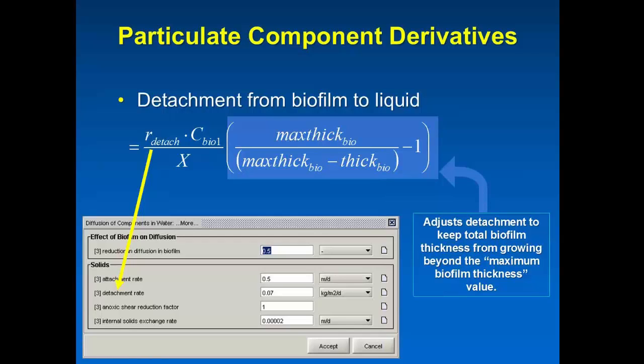So what we're actually seeing here is basically a first order rate, except that it can get turned up a little higher when we get out to the maximum biofilm thickness. This allows us to come to an equilibrium that is proportional to the amount of growth happening, but it doesn't go beyond the maximum biofilm thickness that you've specified.